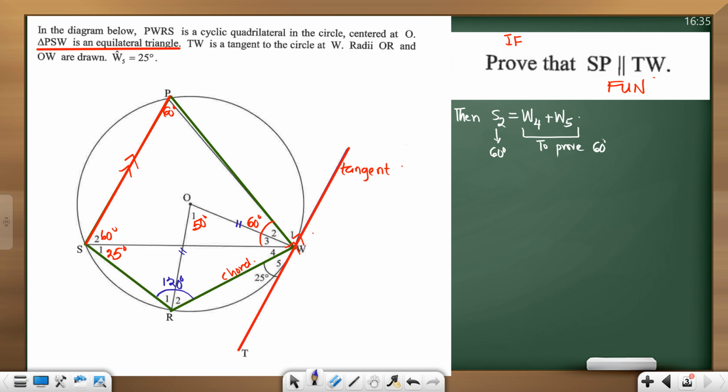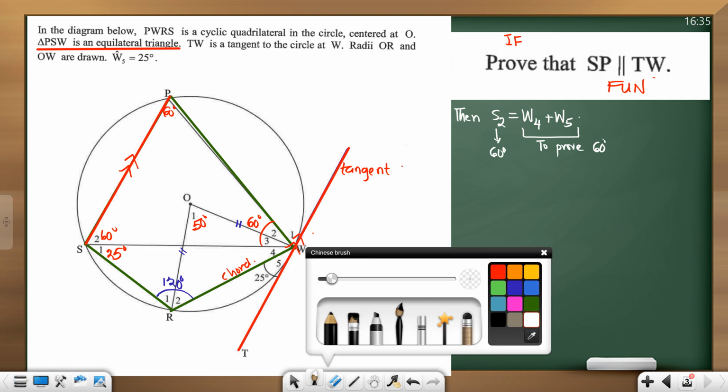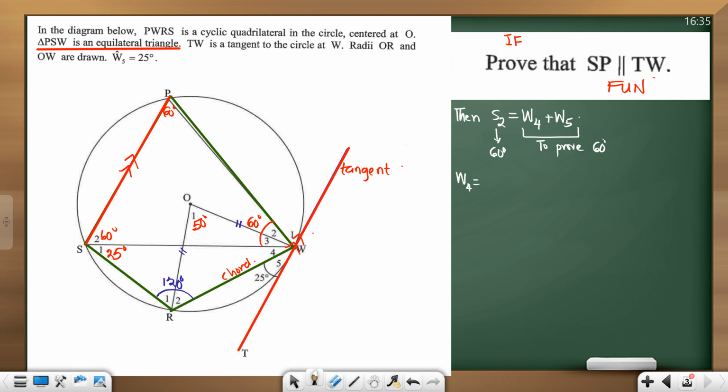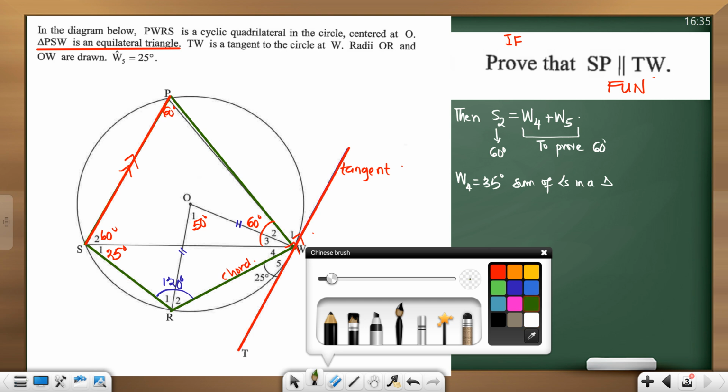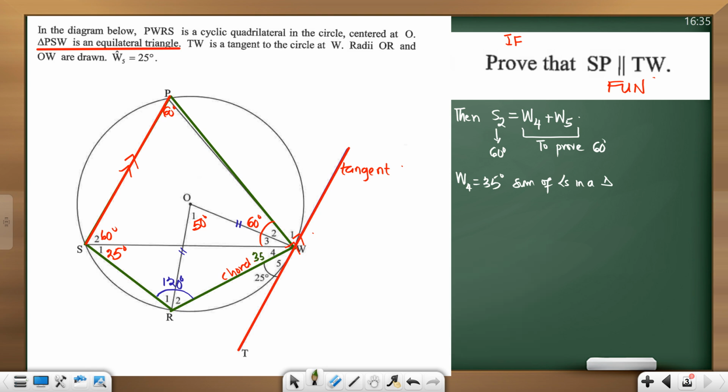Yes, sir. So you can see that W4 is equal to 35 degrees. You see sum of angles in a triangle. Okay, so you are saying, let me go ahead with you. W4 is equal to what? 35 degrees. Sum of angles in a triangle. Yes, go ahead now. Let me write this here. W4 plus W5 is equal to 60.